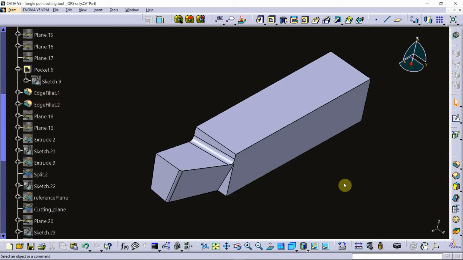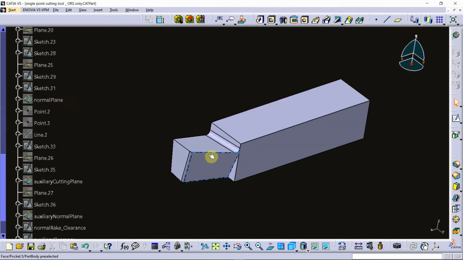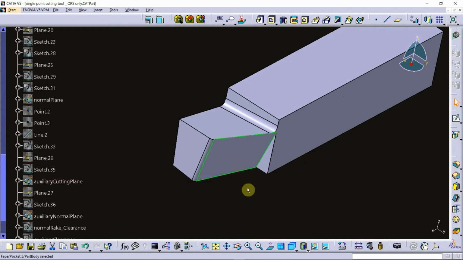In this video we are going to talk about the normal rake system of tool designation. You can see there is a single point cutting tool on the screen. This is called a single point cutting tool, and this edge right here is called the principal cutting edge, and this other edge here is called the auxiliary cutting edge. This surface right here is called the rake surface. This surface is called the principal flank surface, and this surface is called the auxiliary flank surface.